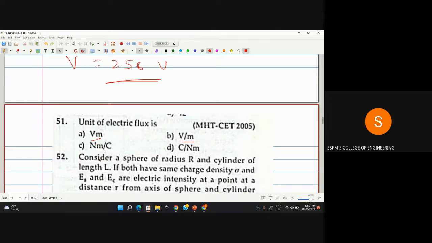So this is a unit of electric field. See what the next option is, Newton meter per coulomb. It's also incorrect. Force has no relation here, here it is flux. And D is also incorrect. So the correct option is voltmeter, isn't it?